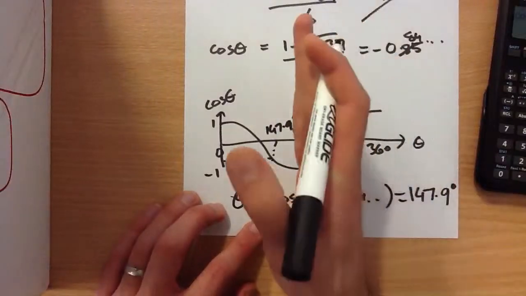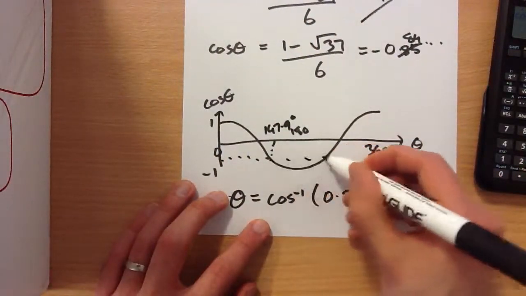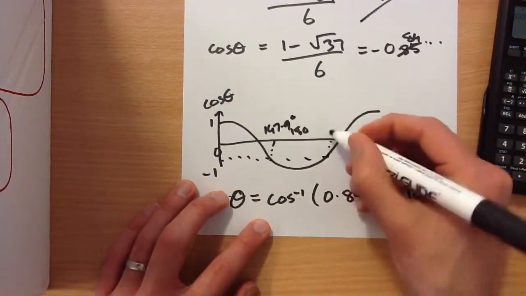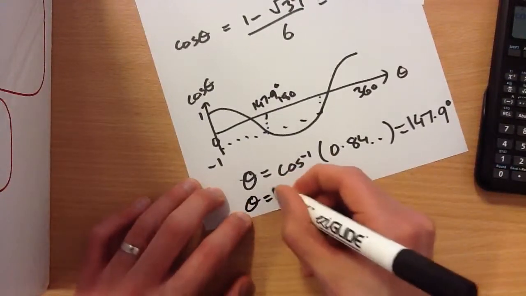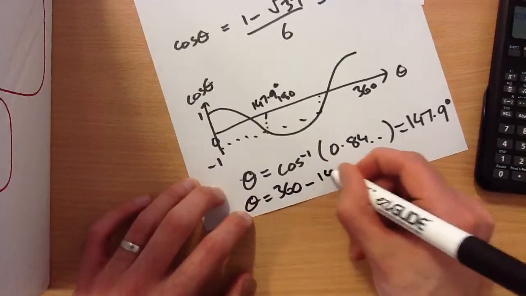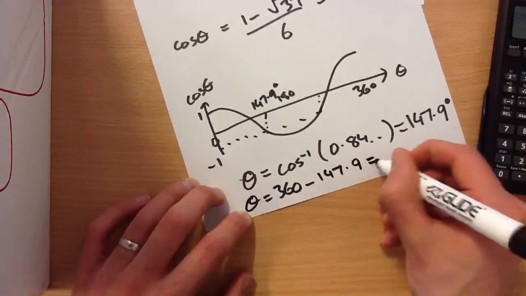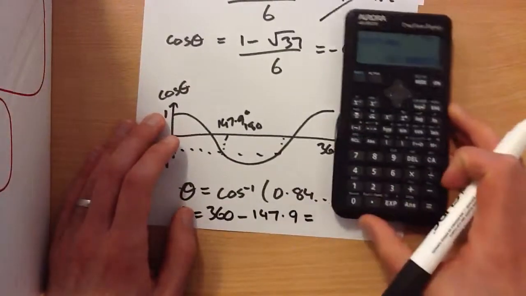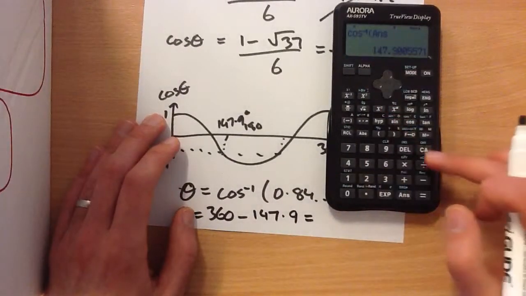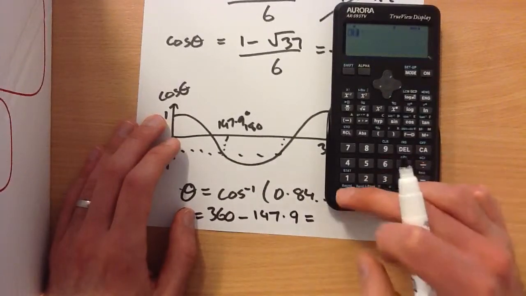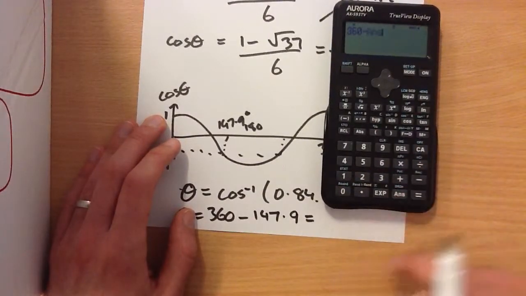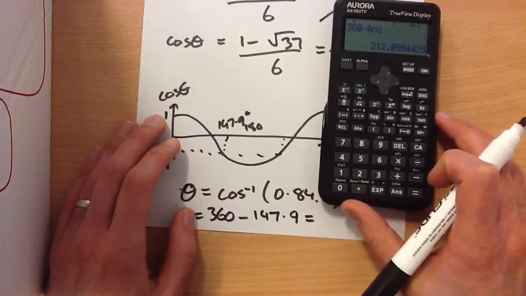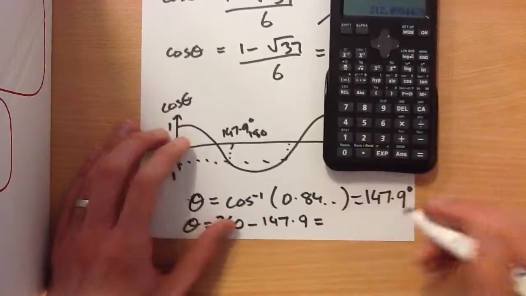So because it's symmetrical at 180, my other solution will be at 360 degrees minus 147.9. I'm going to leave that answer there, so I'll just take that off. I'll do 360 minus 147.9, and I want my answer. So it's 212.1 degrees.